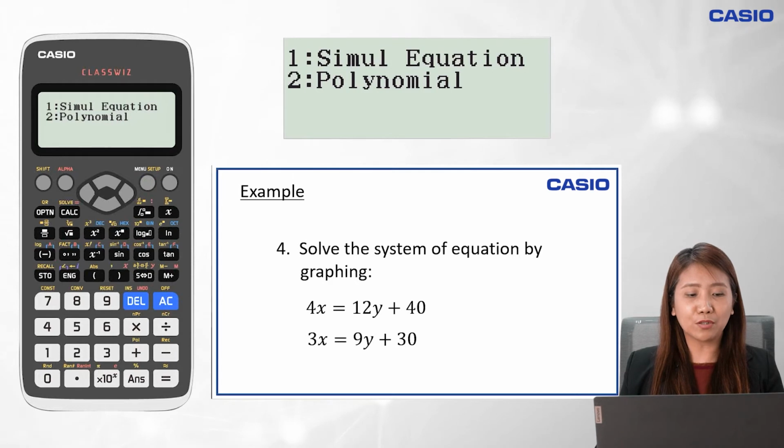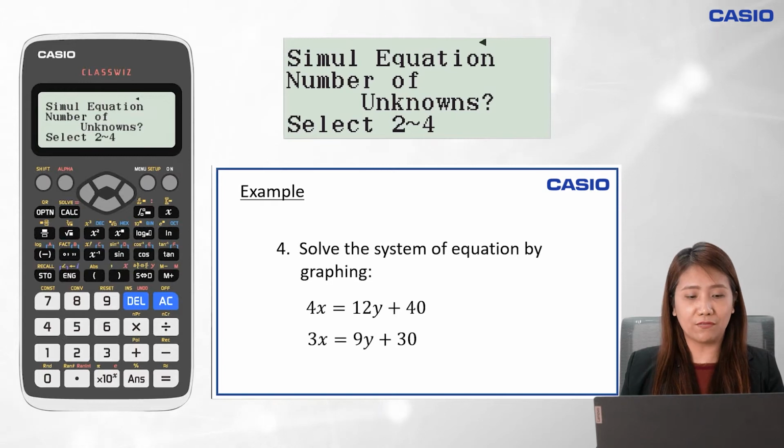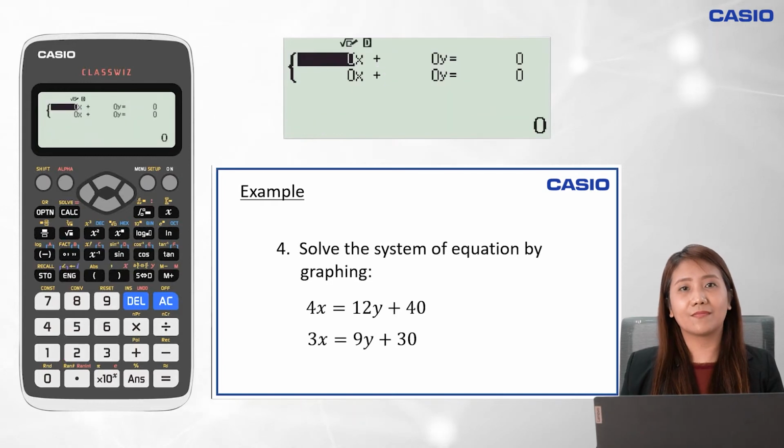Press 1 for simultaneous equation, and press 2 for the number of unknowns since there are 2 unknown variables in the given system. Then input the numerical coefficients and constant term. Make sure that the equations are in standard form, which in this case is not.